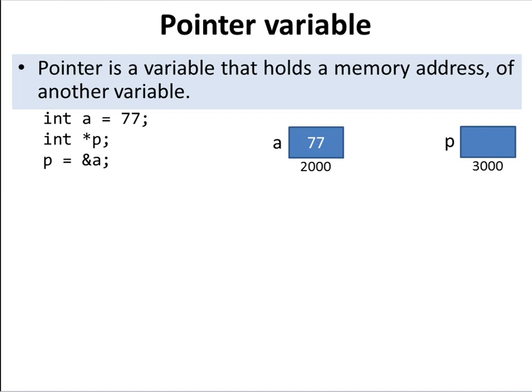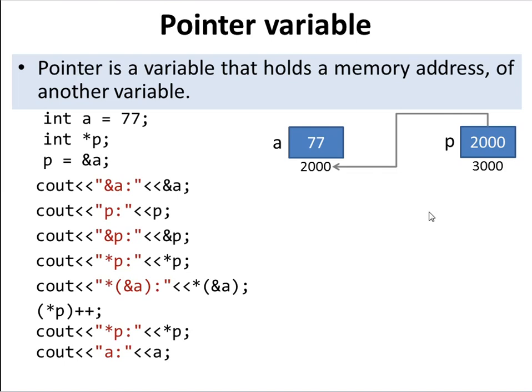When we say p equal to &a, you are assigning the address of a to p, which means the address of a is copied into p, into the pointer space. When it is copied, we can say p is pointing to the variable a, or p is a pointer pointing to variable a.